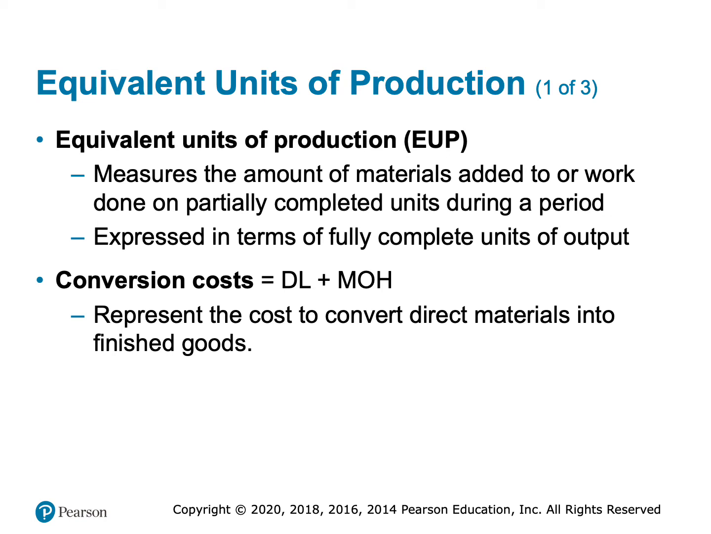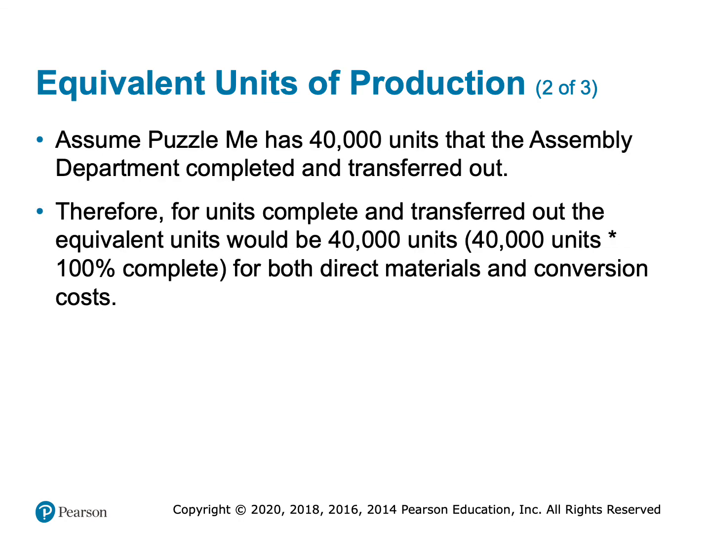When they get to the cutting department, the first thing you do is cut the puzzles, and then the last thing you do is put them in the box. So the materials are the last thing added. So if we said, well, they're halfway through that process, that means they're halfway through the labor and overhead process, but in that case, they wouldn't have any of their materials yet. So we'll usually have to compute two different equivalent units, one for materials and one for conversion cost.